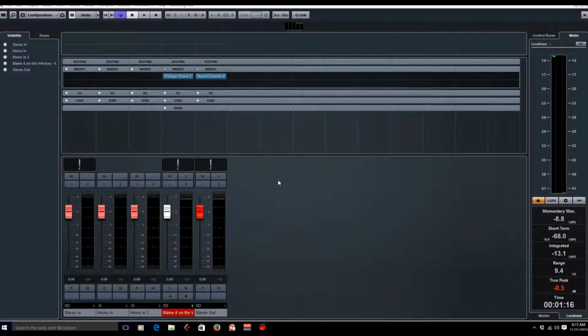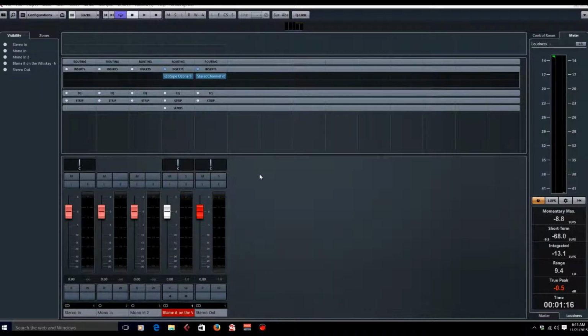Today we're going to be looking at more of a metering tip and how to gauge your loudness levels in a song in Cubase. This is a Cubase-specific tip, so if you can find a way to apply it in your DAW, then, you know, by all means go ahead.